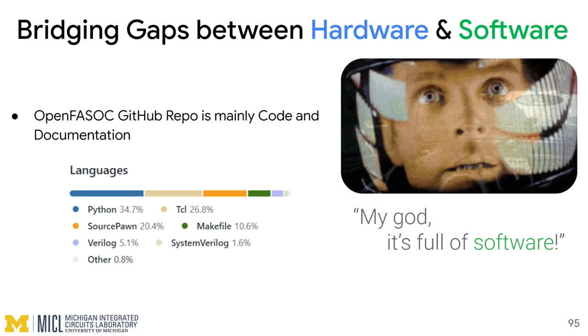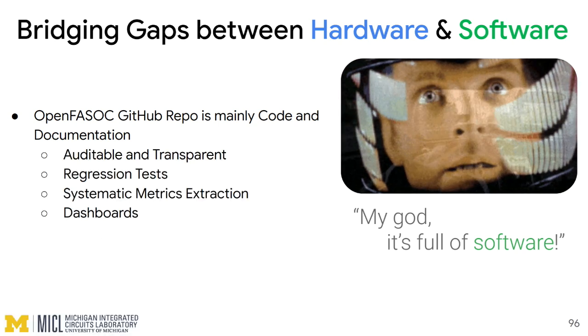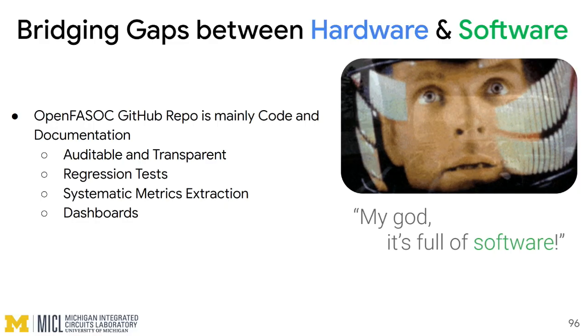OpenFASOC is mainly code and documentation. So if you go to the repo, there's no circuits. It's mainly code. And you can see it here. I put some statistics. So that makes it an auditable and transparent framework. That's very important for industry because people can go check your code and make sure there's no anti-tampering, no malicious insertion of an IP or anything. We also do systematic metrics extraction so we can use data to optimize our generators. We have a lot of regression tests, dashboards, and so on.